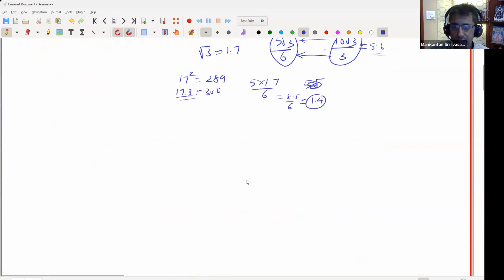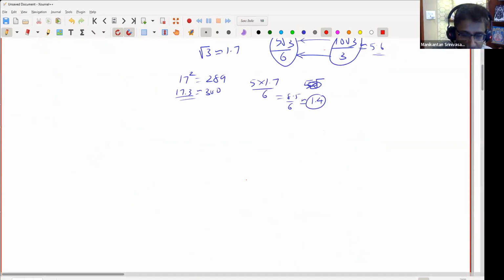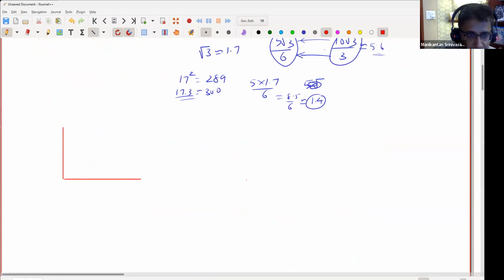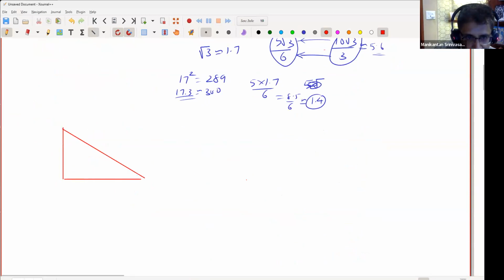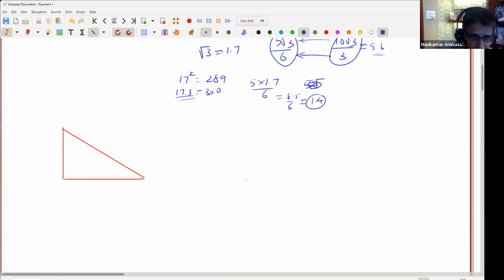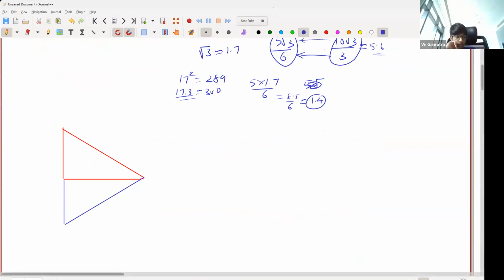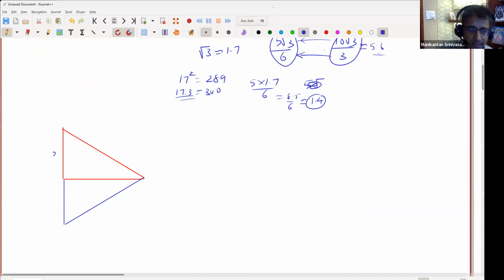Why is it 1 is to root 3 is to 2 in a 30, 60, 90? Let's do that. So if I have a 30, 60, 90, so let's say this is 30. I mean, the side opposite to 30, I mean. Now, I'll draw a symmetric diagram below this, which is the same 30, 60, 90. Ranveer, you with me so far? Okay, so right now, I don't know it's 1 is to root 3 is to 2. I only know, let's call this length x, right? Because I've symmetrically drawn this below, this is also x.